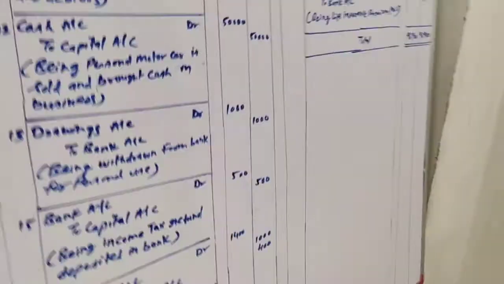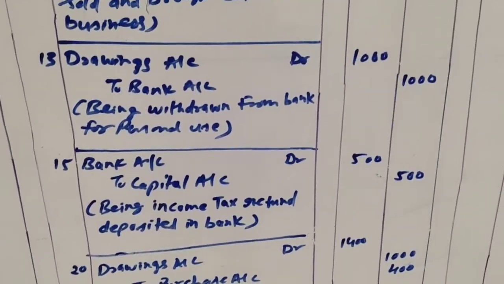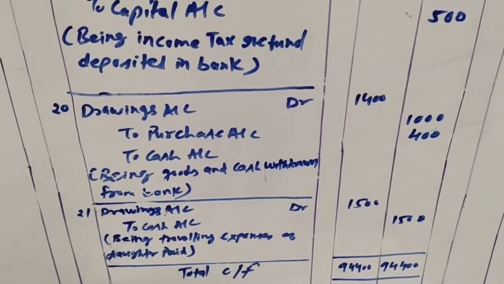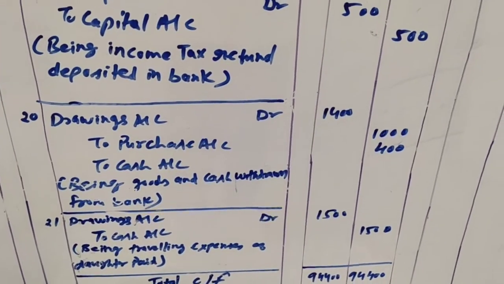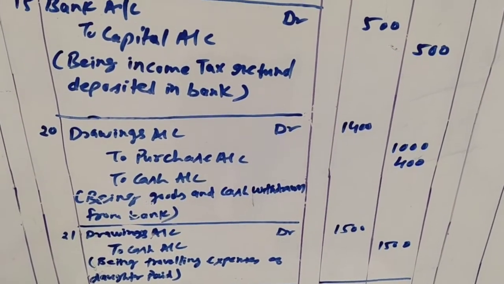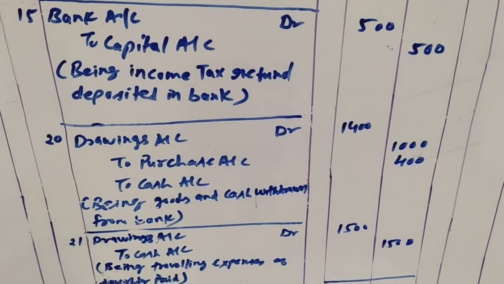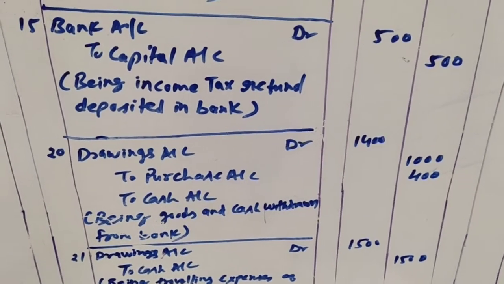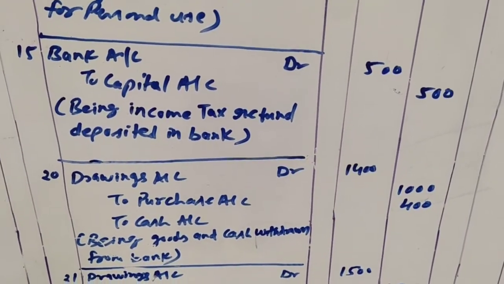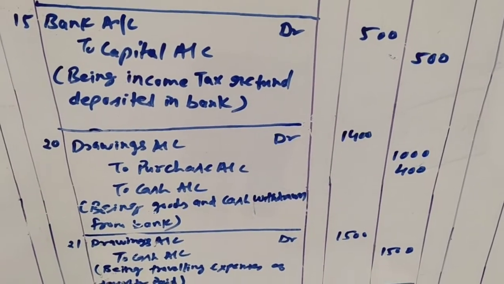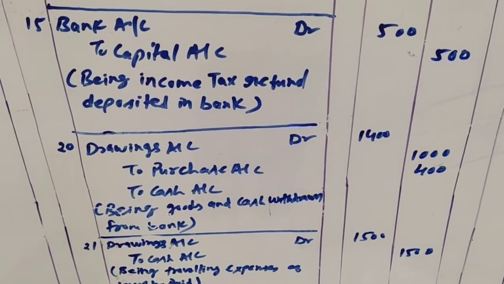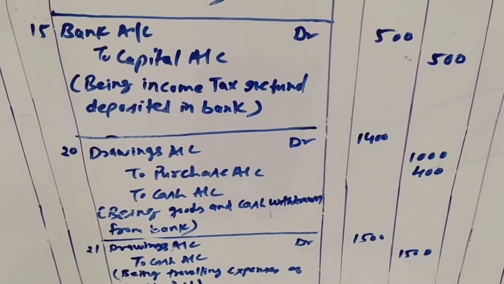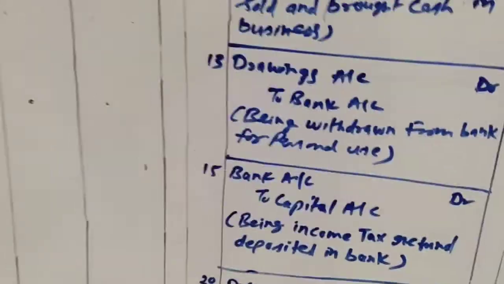Here the entry is drawings account debited 1,400, to purchase account 1,000, and to cash account 400. Okay friends, because goods worth rupees 1,400 and cash rupees 400 are withdrawn. So this was all about transaction number 20, being goods and cash withdrawn for personal use.